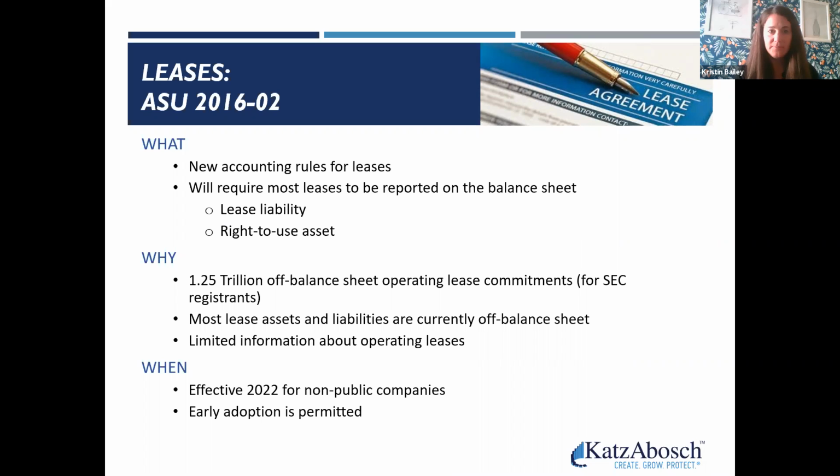The reason behind this change is there wasn't enough visibility for the user related to this off-balance sheet debt. For the SEC registrants, there's $1.25 trillion of off-balance sheet debt, and there just wasn't enough information for the user to make relevant financial decisions. Also, we're trying to align with international standards, and they also follow this model of putting your operating leases on your balance sheet. It is effective for year ends in 2022.